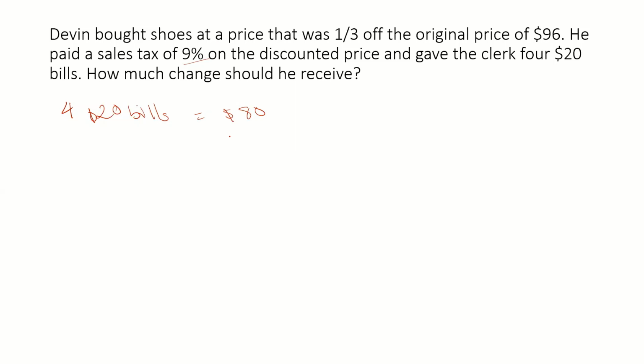So if 1/3 of the original price of the shoes was taken out, that means the price that he had to pay was 2/3 of the original price, which was 96. So if you just do 2/3 times 96, and you can just put that in your calculator if you want, you're going to get $64. So that's how much you had to pay before any sales tax was added.